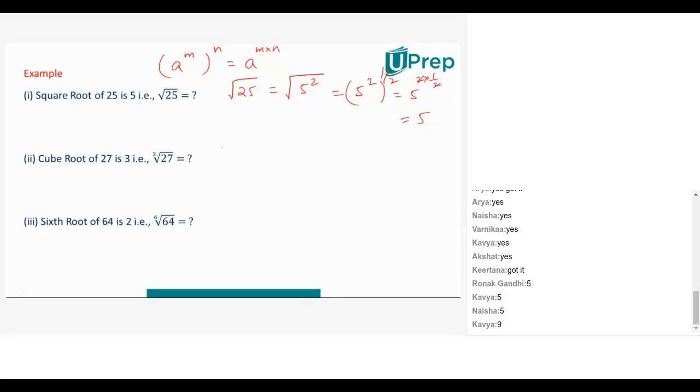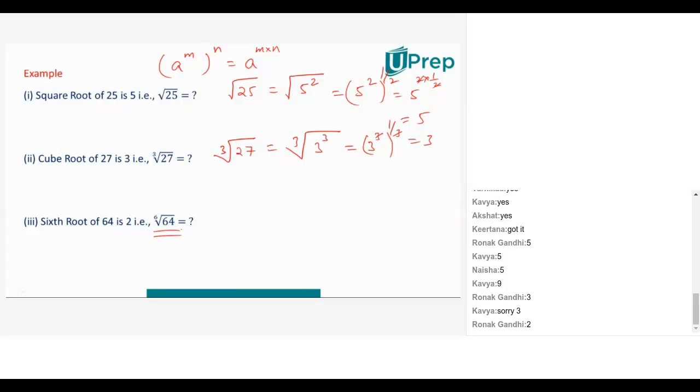Similarly, cube root of 27. What is cube root of 27? 27 can be written as 3 to the power of 3. Therefore, basically it is 3 to the power of 3 whole to the power of 1 by 3. This 3 gets cancelled. Answer is 3. So quickly tell me what is 6th root of 64?